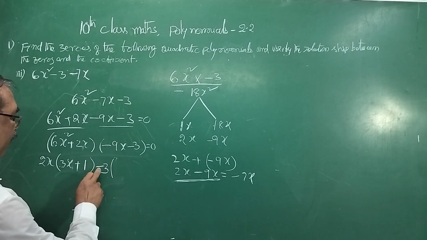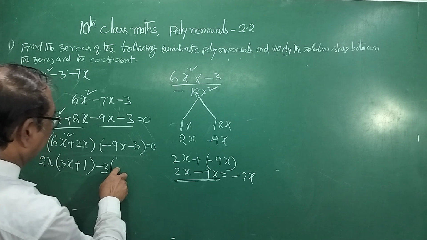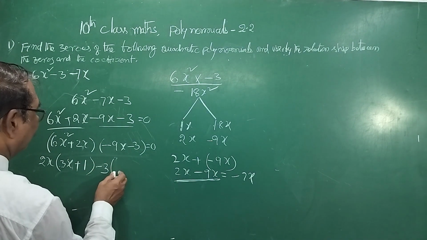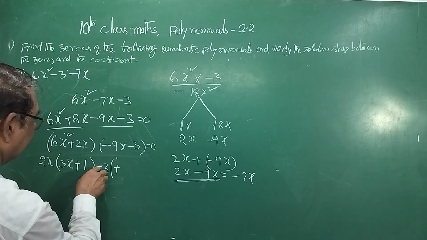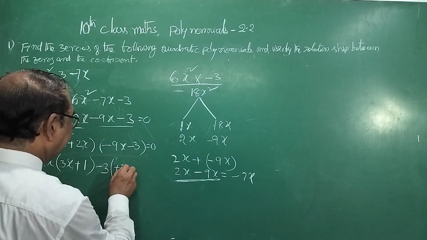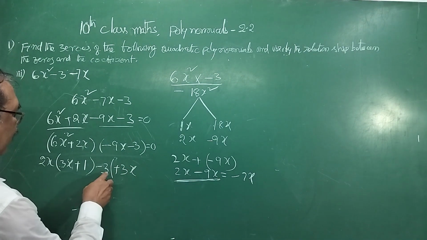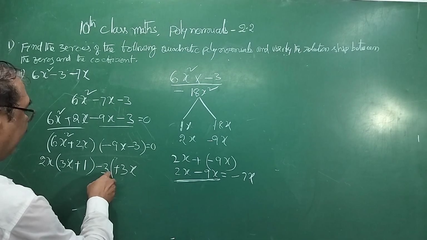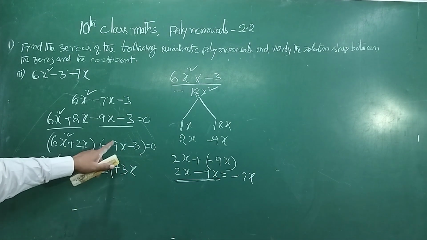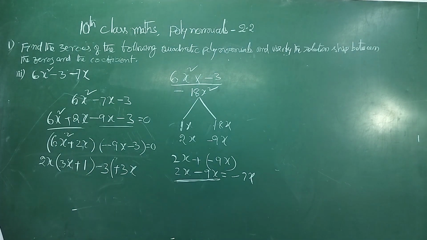What will be here? Minus into minus. What is 3 into 3? Minus into plus, minus. Minus 3 into 3 is 9, so 3 into 3x is 9x, and minus into plus is minus 9x. There is no change at all. Correctly we brought out minus 3.